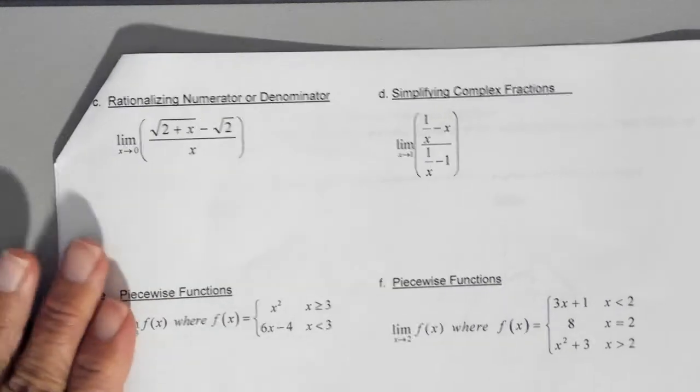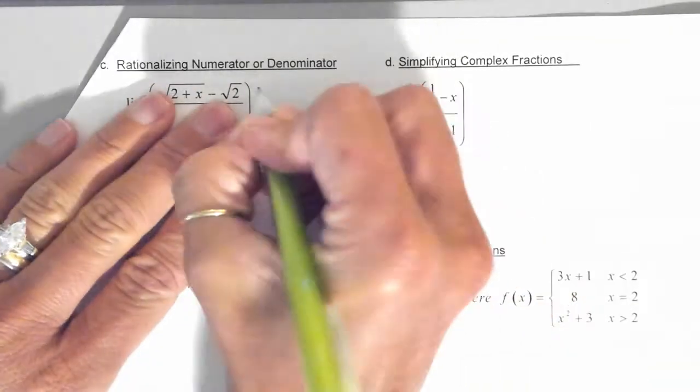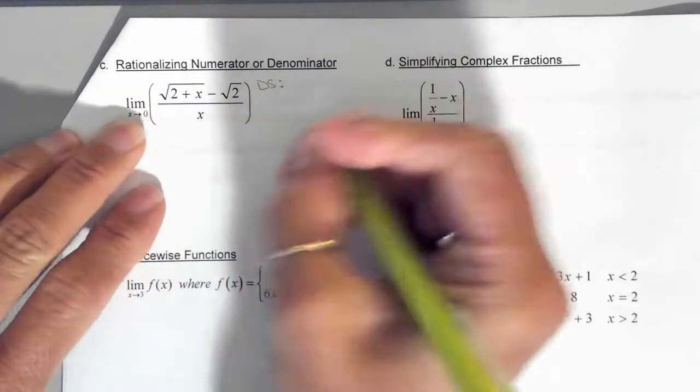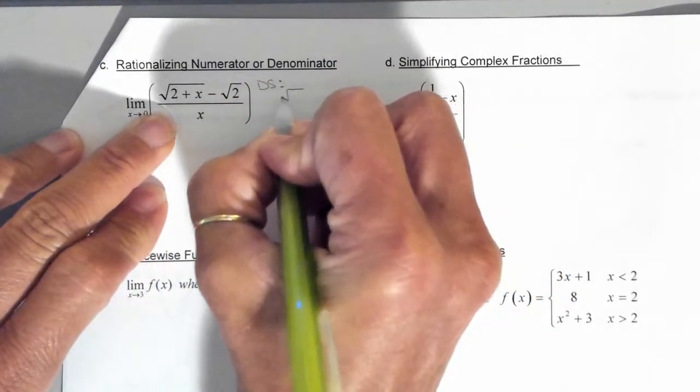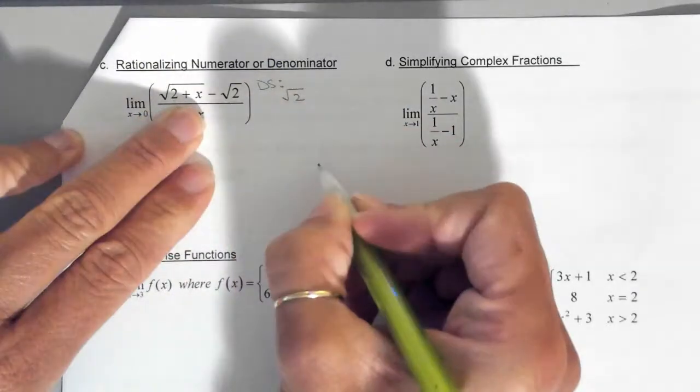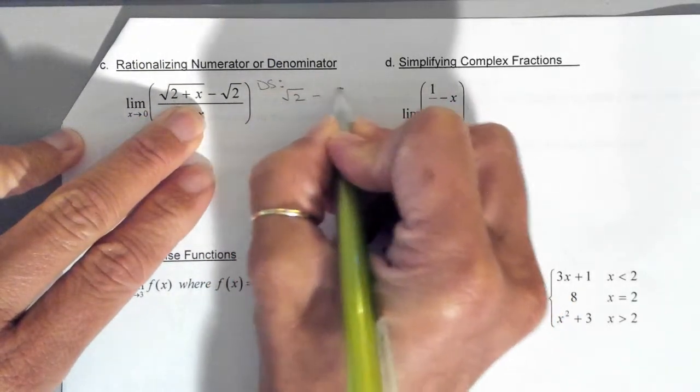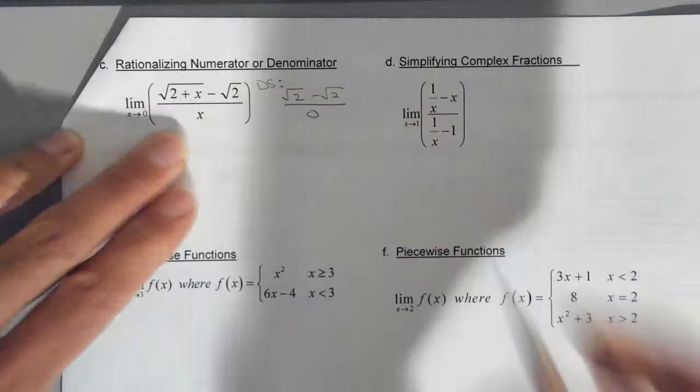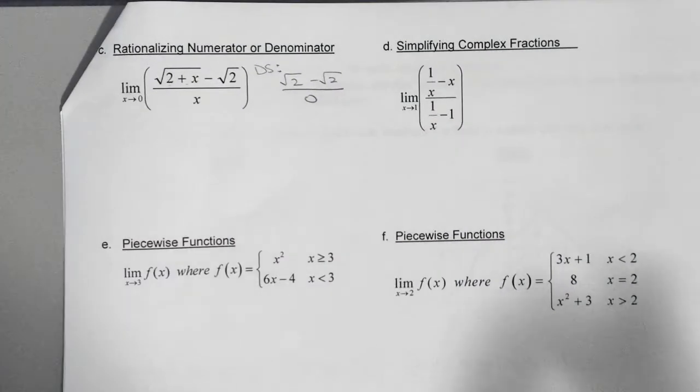All right, so what's going to happen here is if I use direct substitution and I plug in 0, we end up with the square root of 2, because 2 plus 0 is 2, so it's the square root of 2 minus the square root of 2 over 0. So again, yes, you could do this just in your head, but this is still, again, what? Indeterminate. We cannot determine a value. So what we have to do is rationalize.